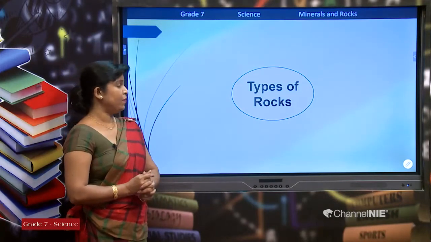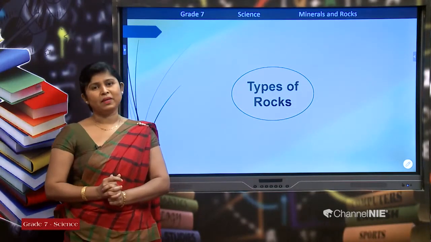Types of rocks, a very important topic. My dear children, when we think about the structure of our earth, the outermost layer of the earth is called the crust of the earth. The innermost part of the earth is known as the core of the earth. Crust and core, and in between them there is another part called the mantle, right?